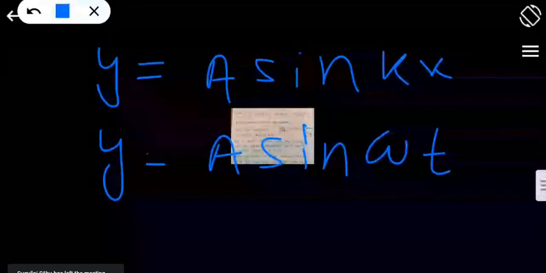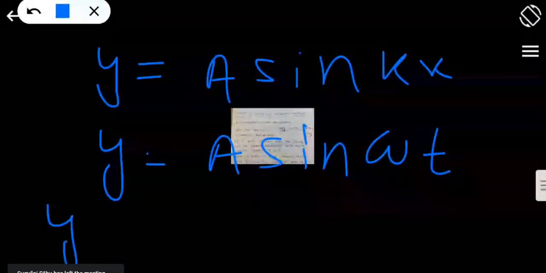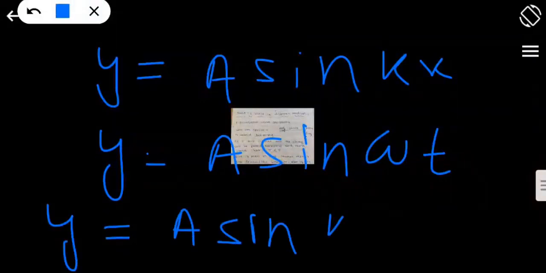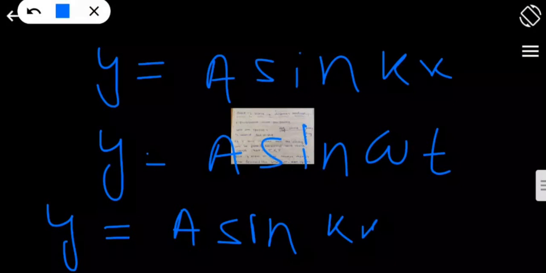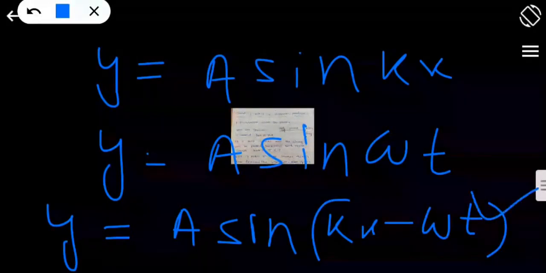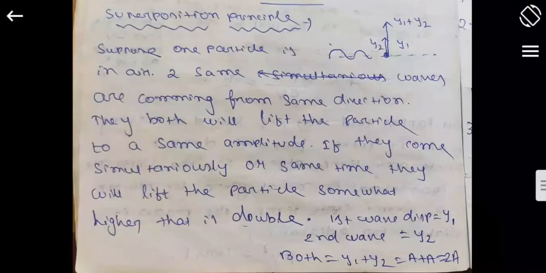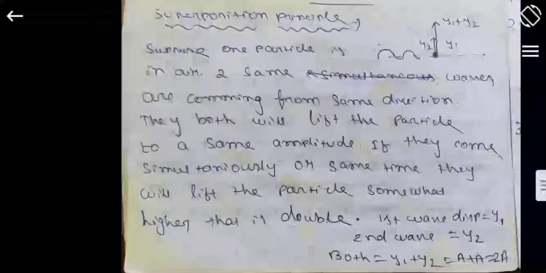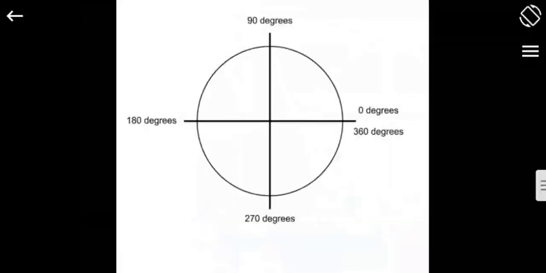This is for when x is constant. Okay, if both of them are variable, then the equation will become a sine kx minus omega t. Okay, how is this kx minus omega t? Let's discuss. So now let me take the diagram from here.